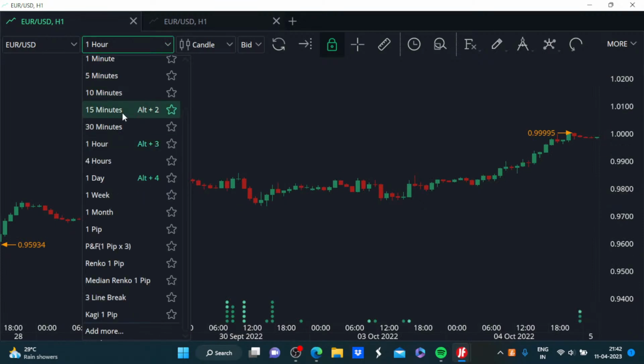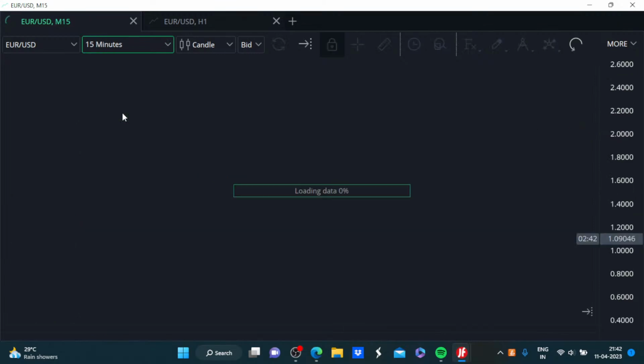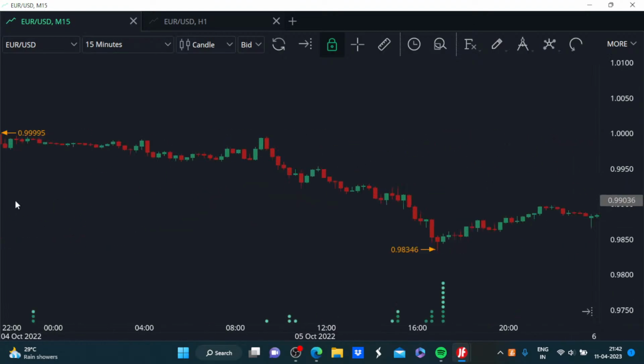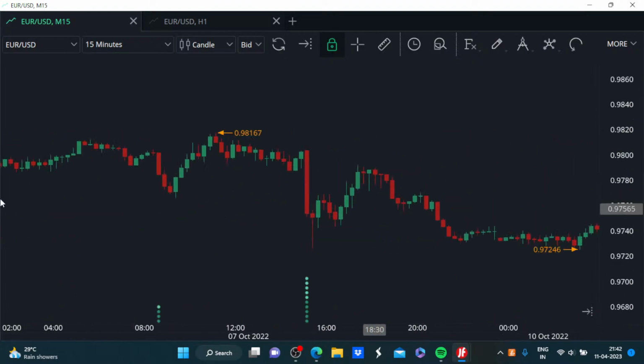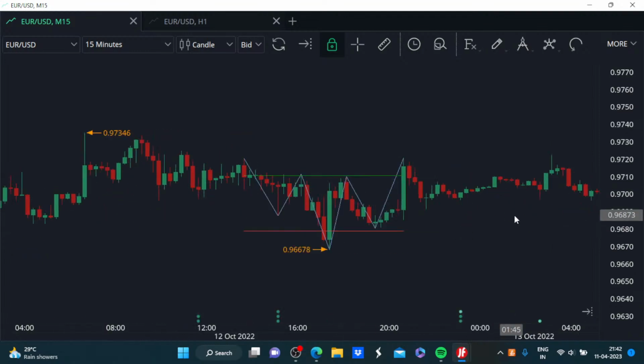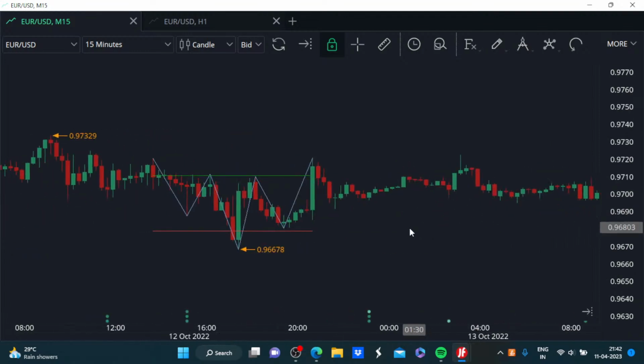Let us try it out on the lower time frames like 15 minutes to see if we could find another example of this triple bottom formation. All right, it is taking some time to load. Okay, here we are. Now we are starting from October. All right, we got another example here.